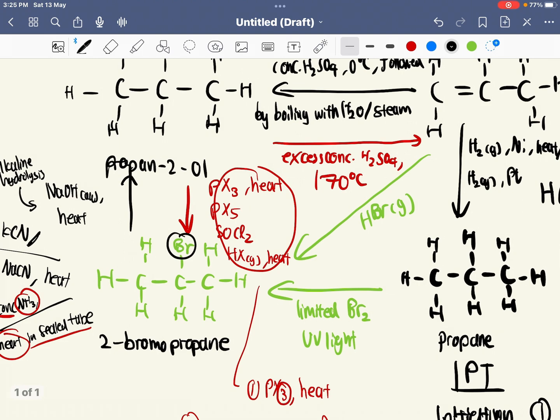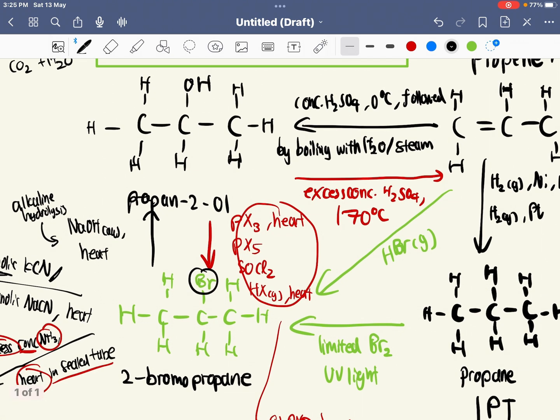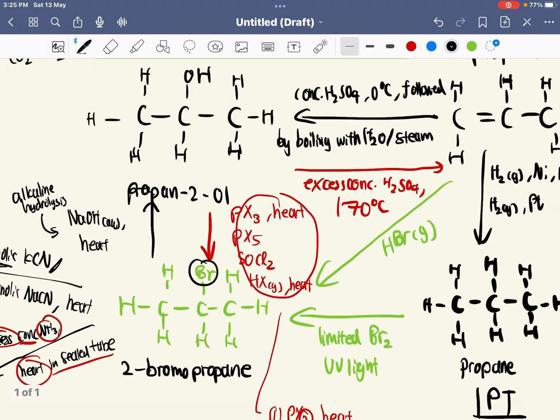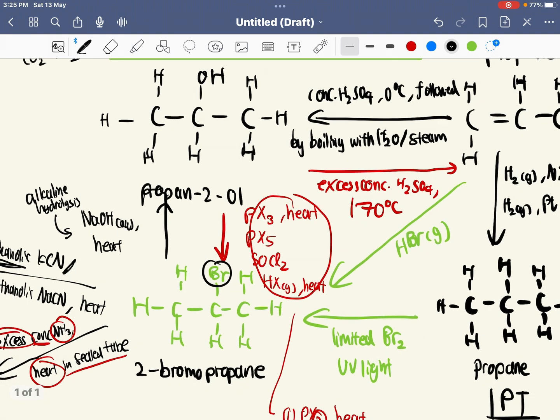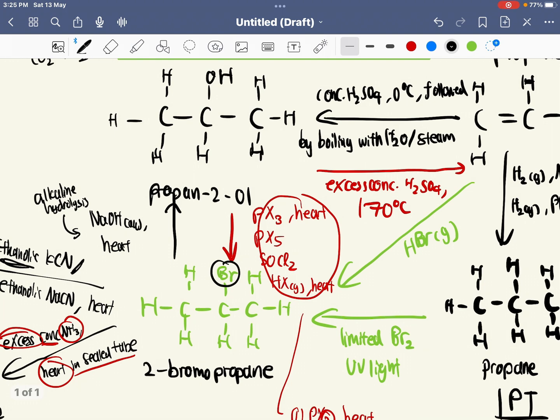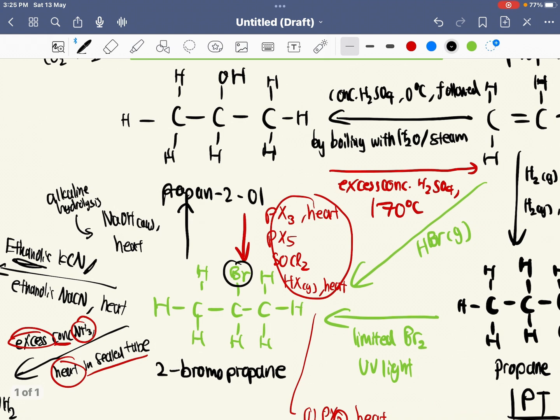Over here, the alcohol and RX can be converted from one to the other. These are the different reagents and conditions that we must take note of. From RX to alcohol, we use sodium hydroxide and heat, which is what you will find in alkaline hydrolysis for some other reactions as well. But in this case, this is called nucleophilic substitution, not alkaline hydrolysis. So just take note of that.